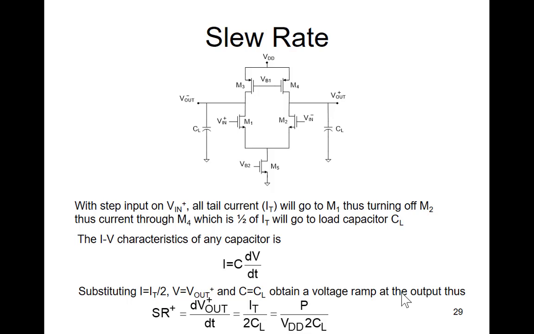What if I put a step in this side? Just the opposite. Be careful. Opposite effect will happen, but if I put a step in here, all the current will flow here. I tail over 2 will still be flowing here. So the net current that will flow here will be in this direction now, will be I tail over 2. Because this is I tail over 2, this is I tail. This is I tail over 2, so you're going to have to be taking I tail over 2 out of the capacitor. So you're going to discharge the capacitor, but at the same current rate. So the negative going slew rate will also be given by the same expression.